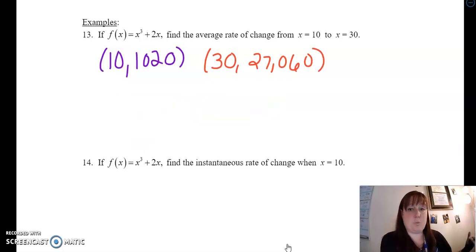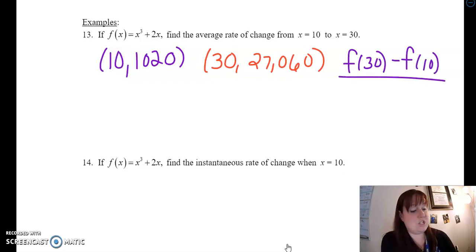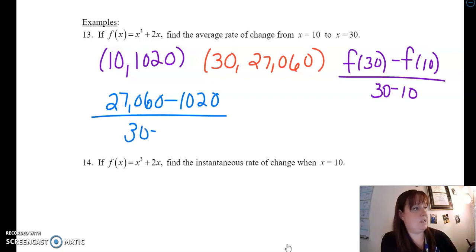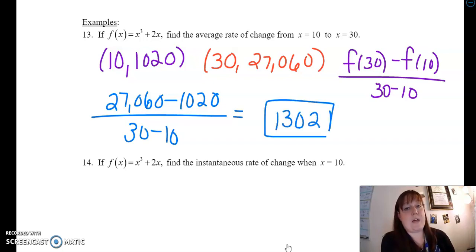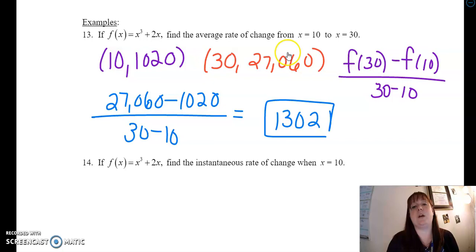Okay, so here are my 2 points, and I need to find the average rate of change between the 2 of them, which means I just find the slope of these 2 points, which is the change in y, which is f of 30 minus f of 10, right, because those are the y values, divided by the change in x, which is 30 minus 10. So I have 27,060 minus 1020 over 30 minus 10, which is going to come all the way out to, if you do some math, 1302. So the average rate of change in between x equals 10 and x equals 30 is 1,302. That means for every time it goes up 1,302 and over 1. Up 1,302 and over 1. That's the slope of the secant line.